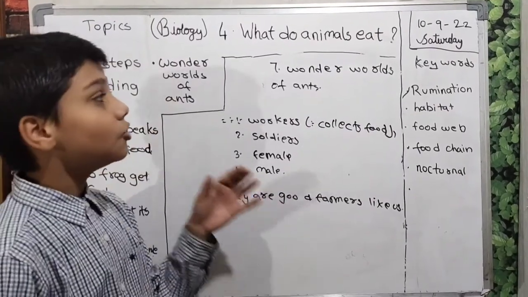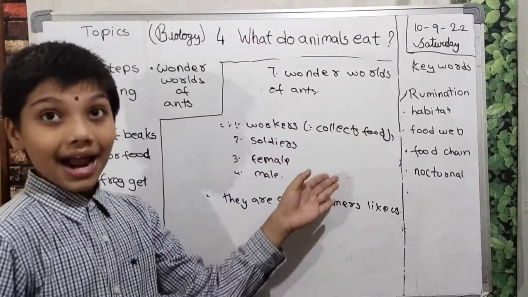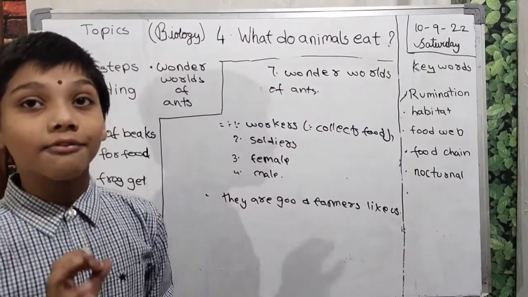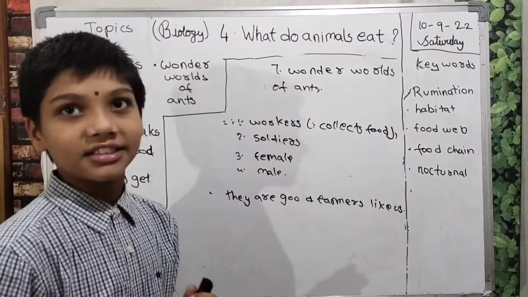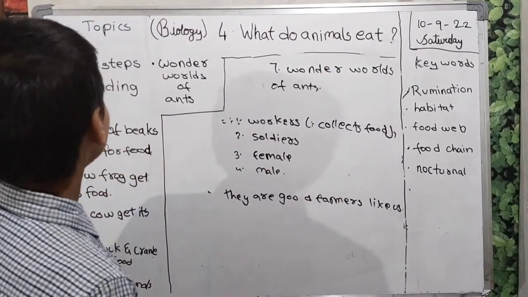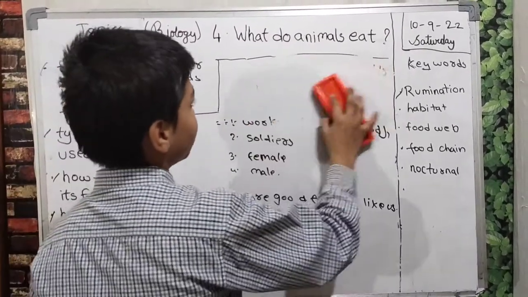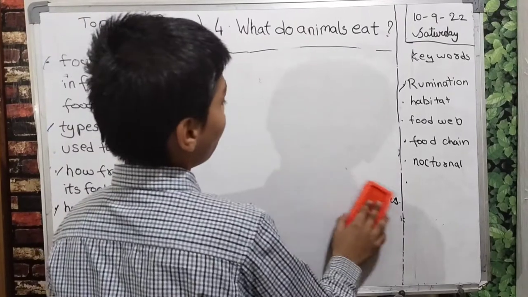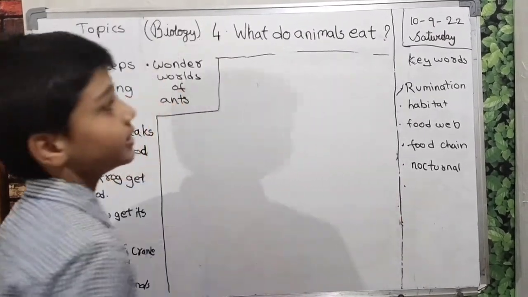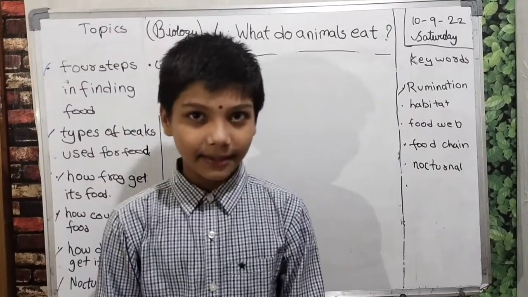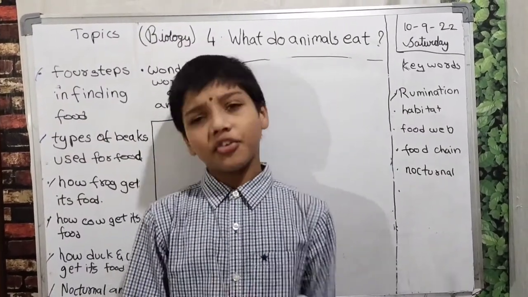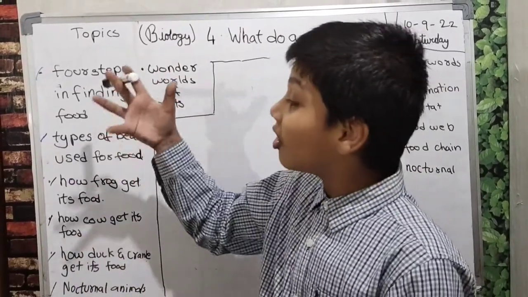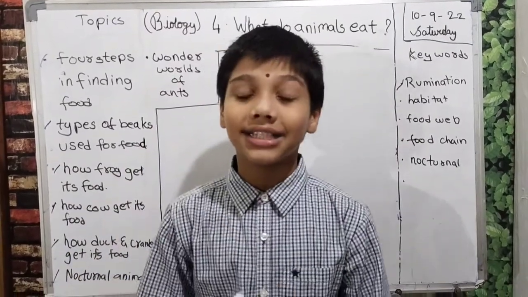So this is the use of ants. We can learn from their hard work and the value of unity from the ants. So this is our seventh topic. The seventh topic is also completed. By completing our seventh topic, we have concluded our fourth lesson, that is, what do animals eat? So I think all of you understood about the fourth lesson, what do animals eat, all these topics. I think all understood clearly.